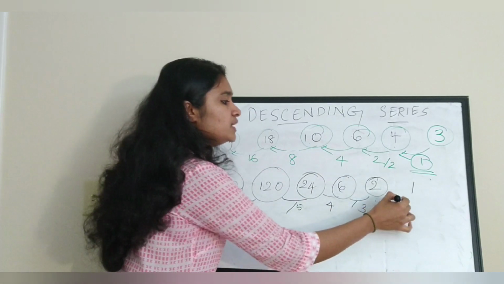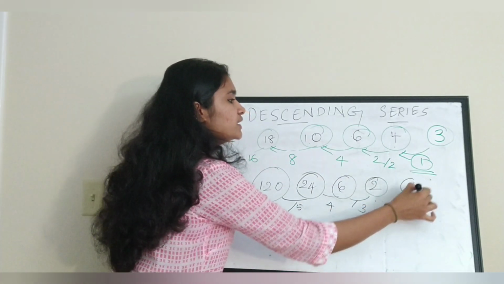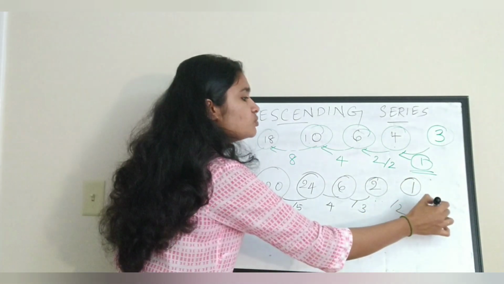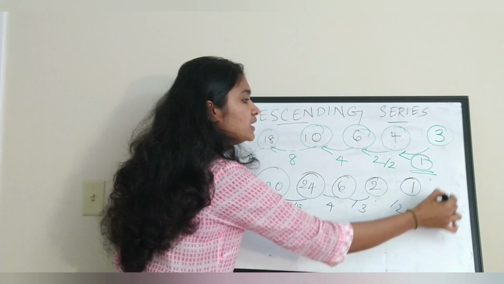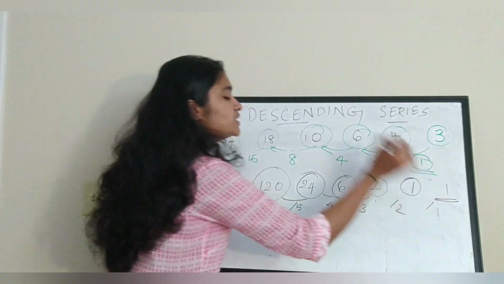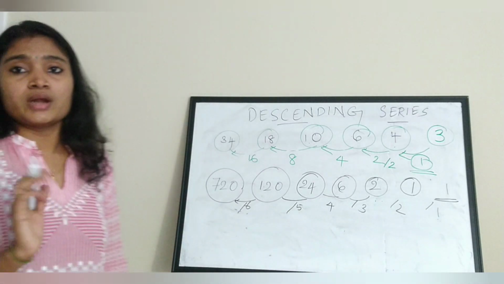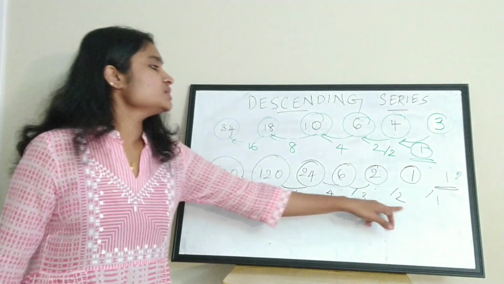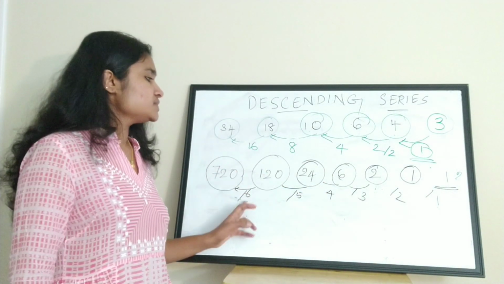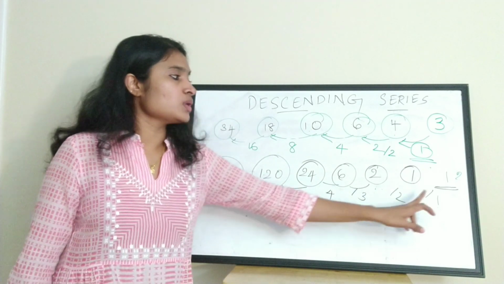The next number will be 2, and we will get 1. And the next number is 1. So 1 divided by 1, and the result is 1. So the next number in the series is 1. If you see the numbers which are being divided, it is 6, 5, 4, 3, 2 and 1.